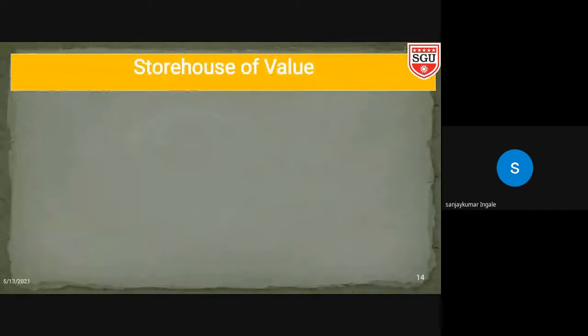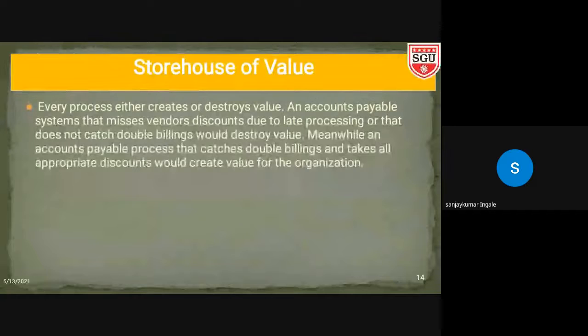Next, storehouse of value. Every process either creates or destroys value. An accounts payable system that loses discounts due to late processing, or that does not catch double billing, would destroy value. An accounts payable process that catches double billing and takes proper discounts would create value for the organization.